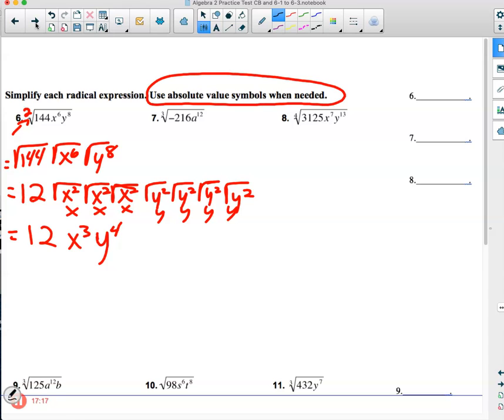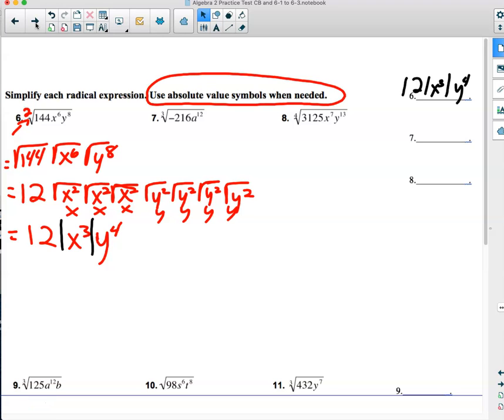And again, this is all about the variables. This variable has a 3 for its power, and that is odd. So that's going to need absolute value bars. So we have 12, absolute value of x to the third, y to the fourth.